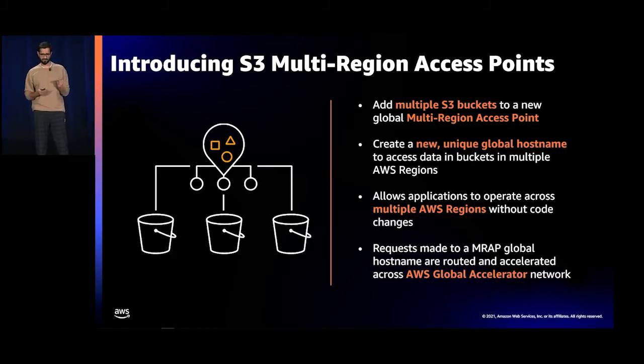And when you make a request to this global endpoint, that's when the magic happens. It automatically routes the request over the AWS network to the S3 bucket with the lowest network latency, which can accelerate the operation performance by up to 60%. This allows you to take advantage of the AWS global infrastructure, thus avoiding congested networks on the public internet and improving application performance anywhere in the world, all while maintaining a simple region-agnostic architecture.